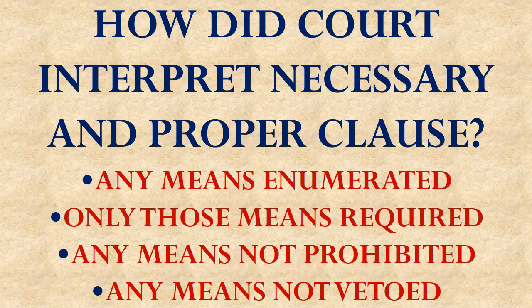How did the court interpret the necessary and proper clause in the case of McCulloch versus Maryland? As any means enumerated? Only those means required? Any means not prohibited? Or any means not vetoed? The court interpreted it as any means not prohibited.